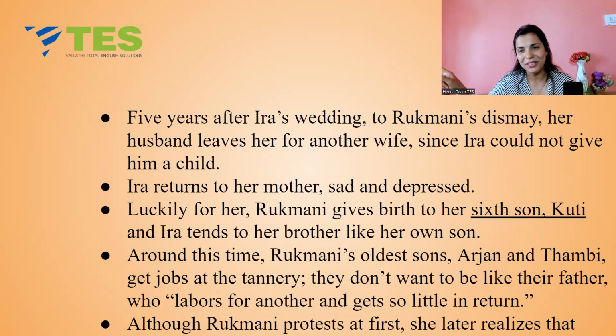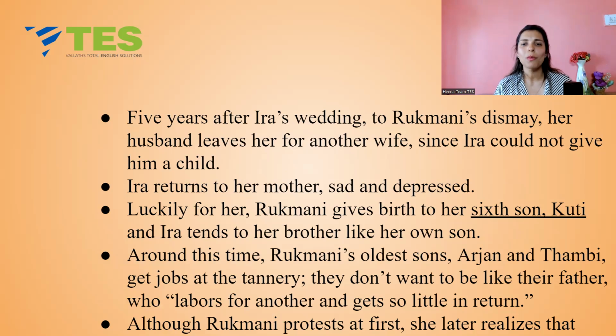ATM, RS Kuti. Okay, so RSK. ATM is Arjun Thambi Murugan. R is Raja, S is Selvam, and now K is Kuti. Yes, these are the sons of Rukmani and Nathan. So luckily, Rukmani gives birth to her sixth son, Kuti, and Ira tends to her brother like her own son.